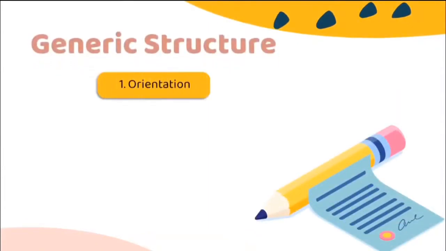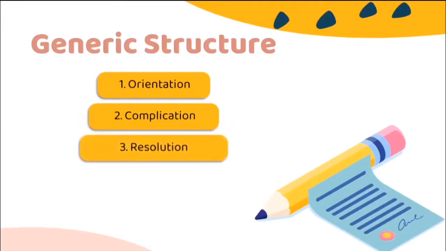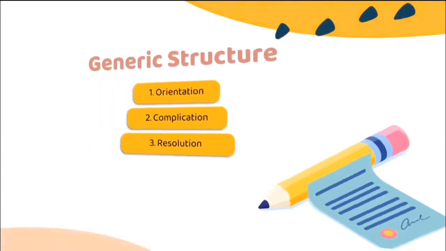Generic structure. Orientation is the opening paragraph of the text which describes the initial scene, setting, or initial plot. Complication: crises, conflicts, and problems will start to emerge. Just think of it as the climax paragraph. Resolution: crises, conflicts, and problems are resolved, whether the problem improves with a happy ending or worsens with a sad ending.